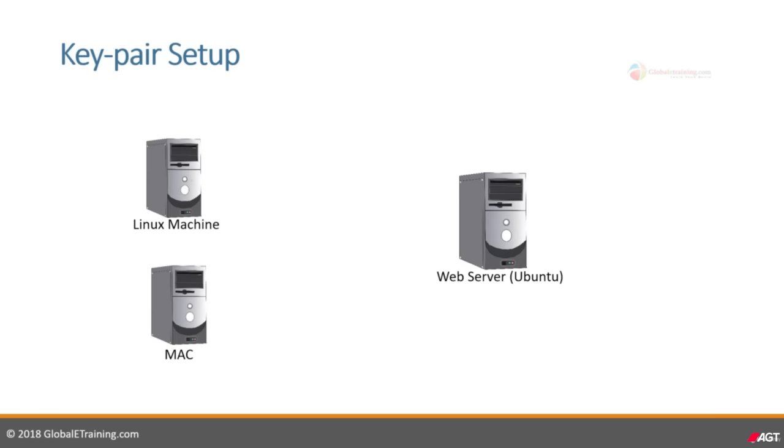On the left, we have 2 machines, and the user of these machines wants to SSH into the web server on the right using the keys. First, we will generate key pair on both the machines.